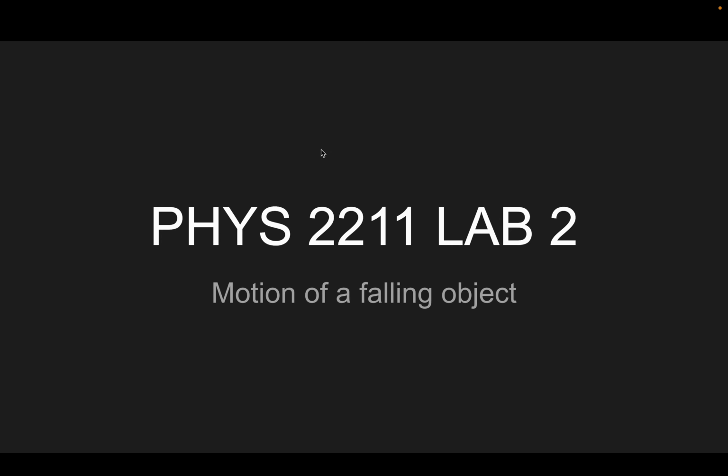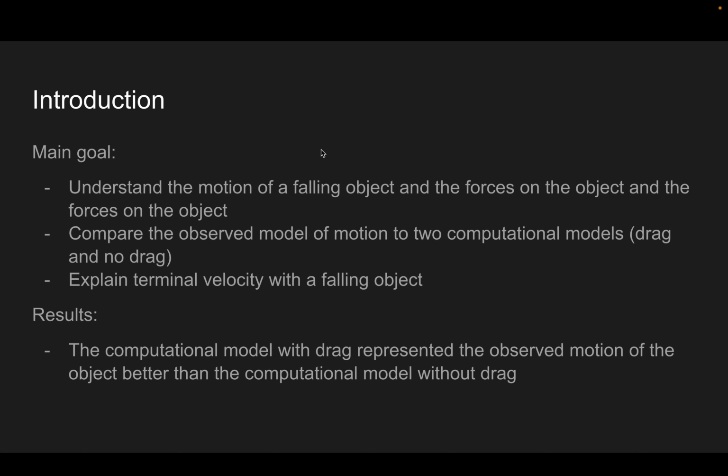Motion of a falling object for Lab 2 for physics. So the main goal for this was to understand the falling object, the motion of it, and the forces acting on it. I'm going to make two different computational models, one including drag and one excluding drag.